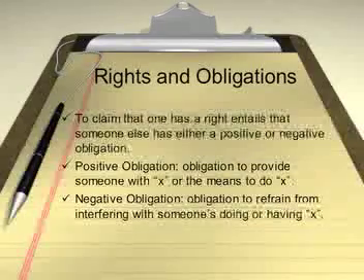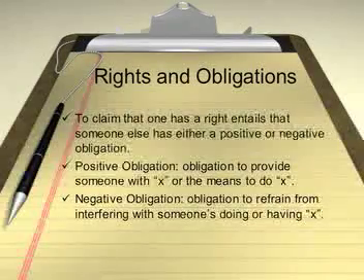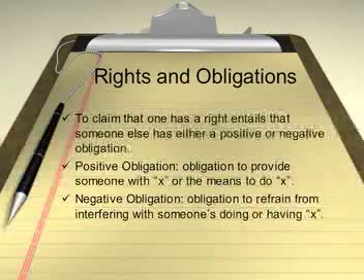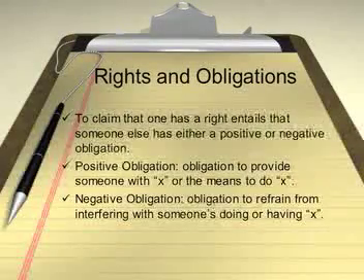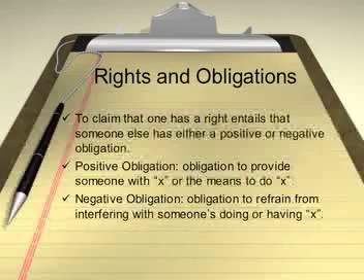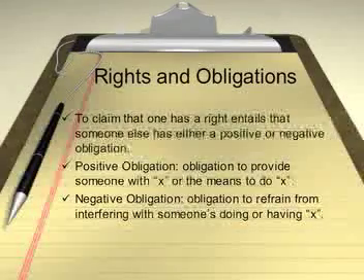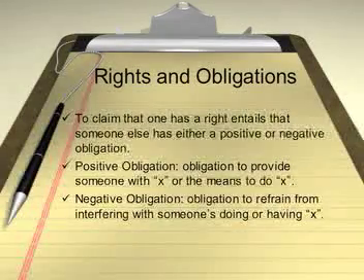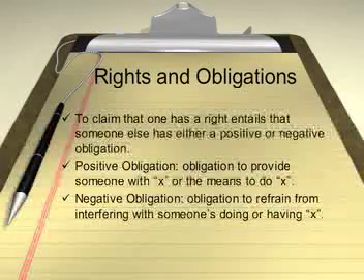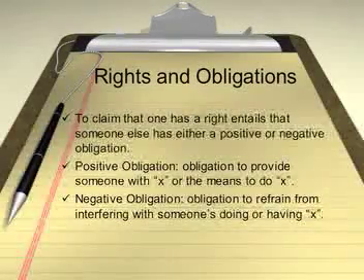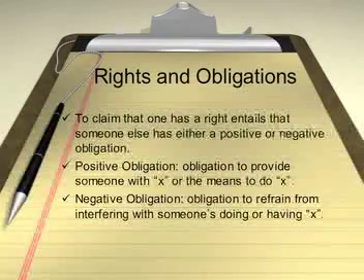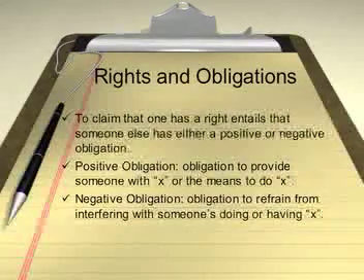Rights and obligations. In the previous slide, I gave the example of a property right. There are two types of rights, and a property right falls into one of these two categories, namely a negative right. So rights and obligations come in two types. To claim that one has a right entails that someone else has either a positive or negative obligation. We mentioned that in the previous slide.